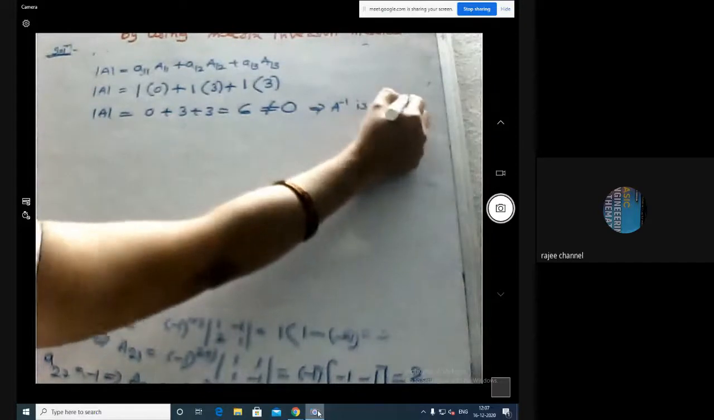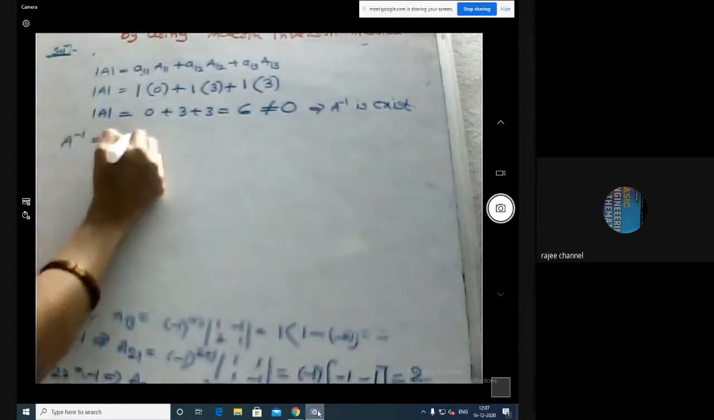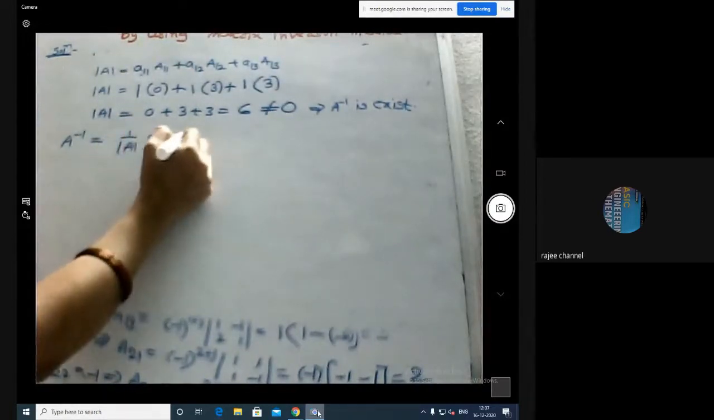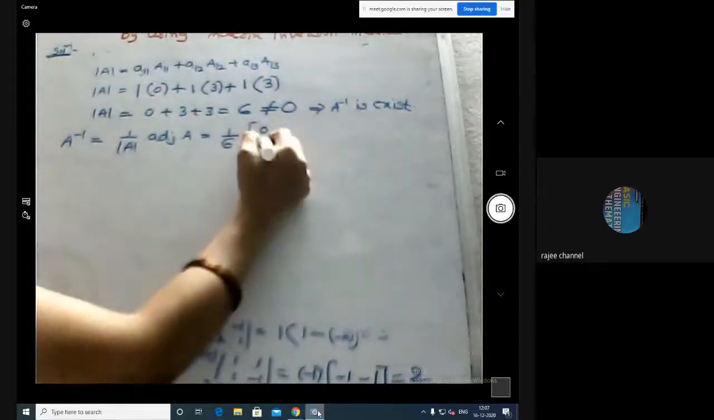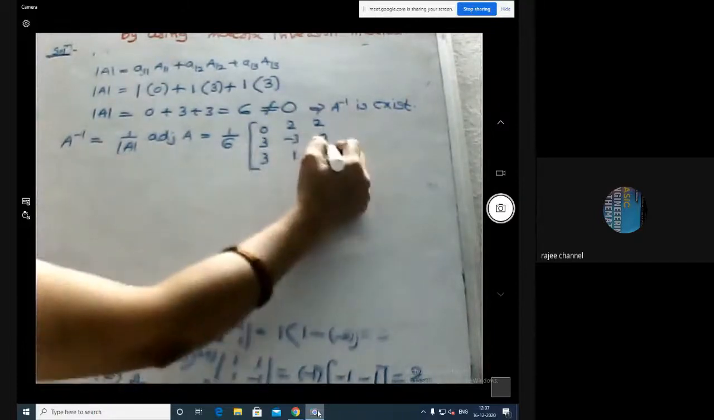So now we can find the A inverse value. The A inverse formula is 1 by determinant A into adjoint A. Okay, substituted 1 by determinant in place of 6, and adjoint A we already got. So the value is the matrix 0 3 3, 2 minus 3 1, 2 0 minus 2.